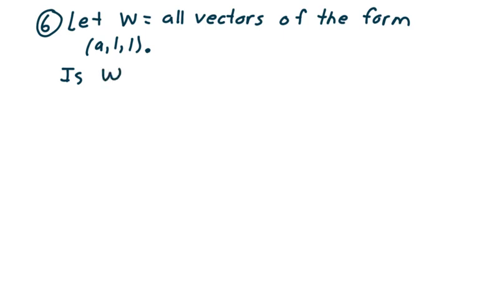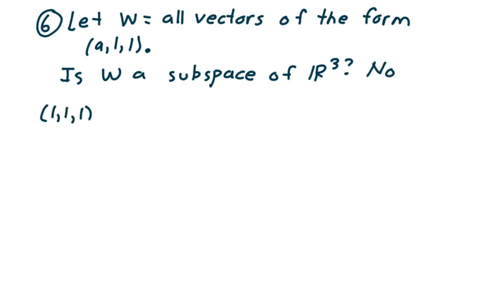Is W a subspace of R3? The answer is no. Now, (1, 1, 1) belongs to W, right? There's lots of options here. If I take 5 times the vector (1, 1, 1), you get the vector (5, 5, 5).